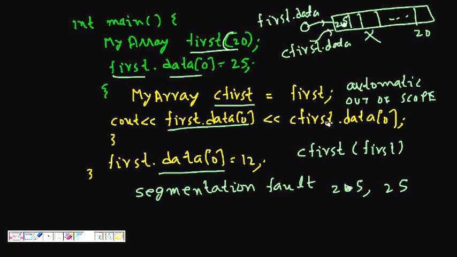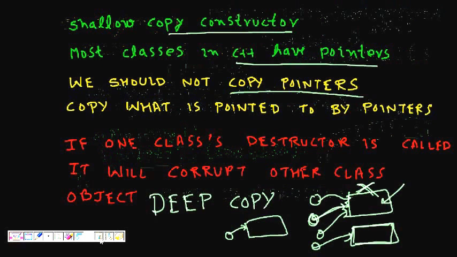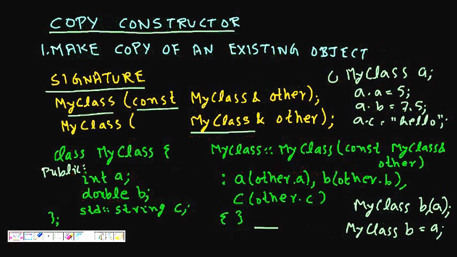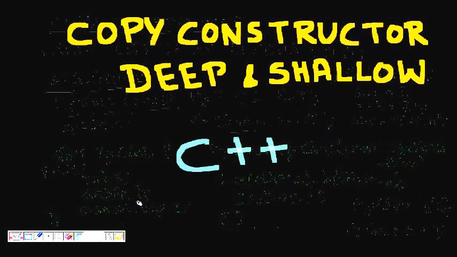Now even if the copy is gone, it had a different copy of the memory, so that one will be deleted and not this one. So this will not give us a segmentation fault. So this was about the copy constructor, about shallow copy and deep copy constructors.